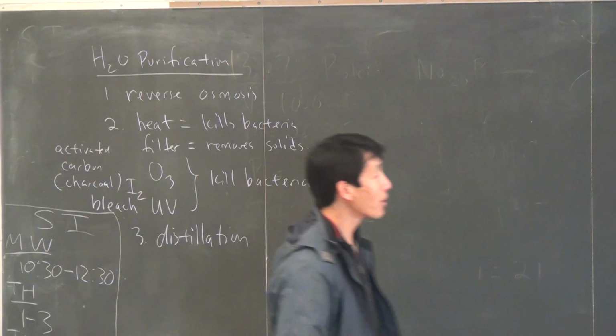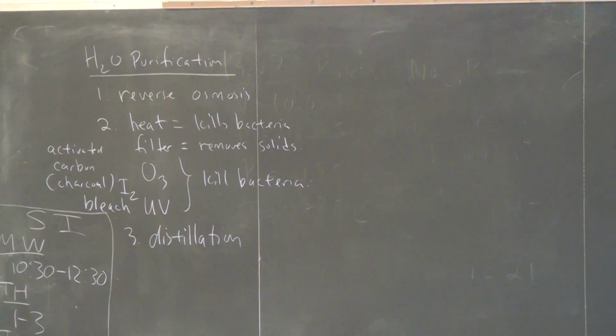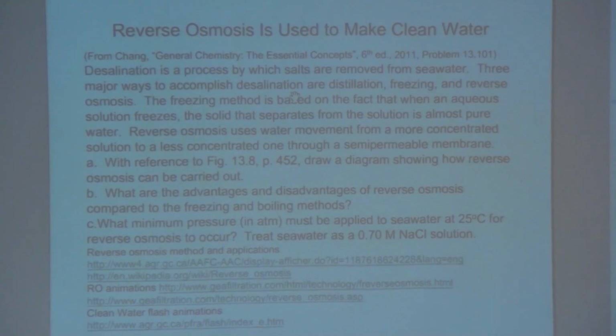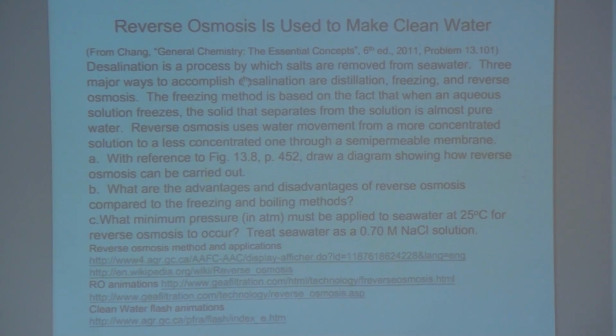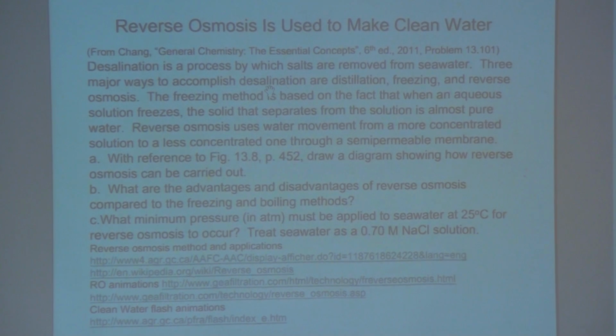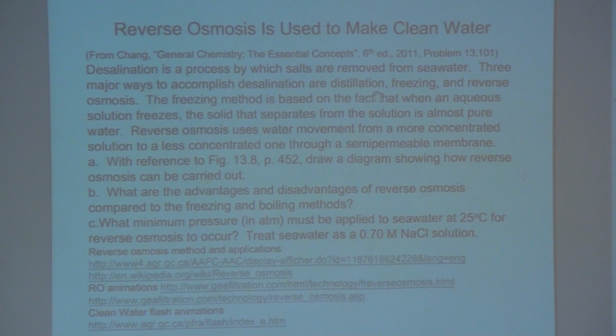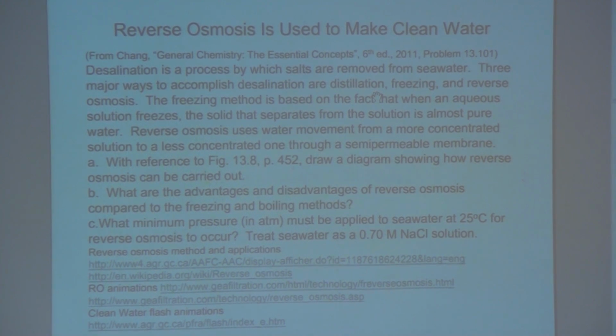Okay, so let's talk about reverse osmosis. Okay, so let's see. Oh, so we talked about 3, gosh, we should just read the slide. 3 major ways to accomplish desalination. They're distillation, which we wrote down there, freezing, and reverse osmosis. Now, how does that freezing process work?